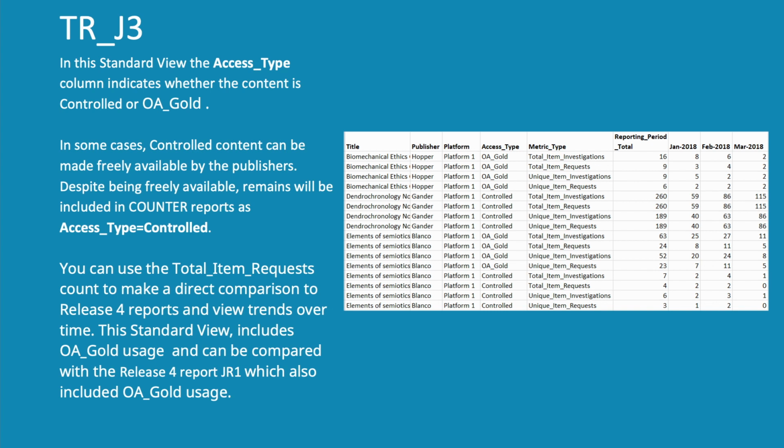The first 4 lines show that the OA Gold articles have been downloaded 24 times over the 3-month period, with 23 of these downloads being unique. Access to the controlled articles, the second set of 4 lines for the journal, has been much lower, only 4 downloads over the period, and this might be worth investigating.